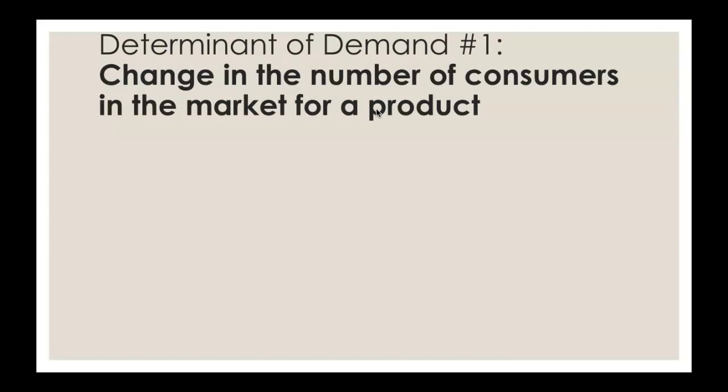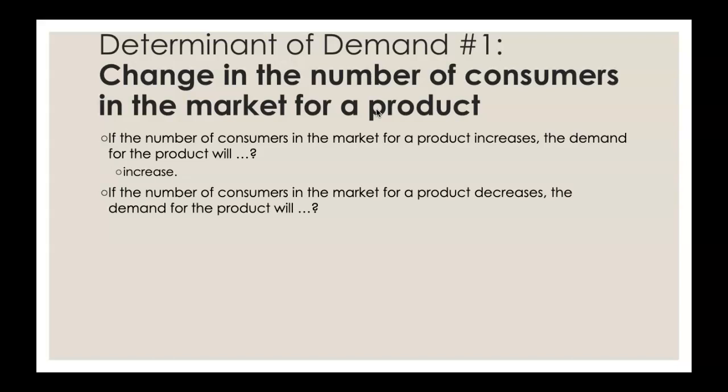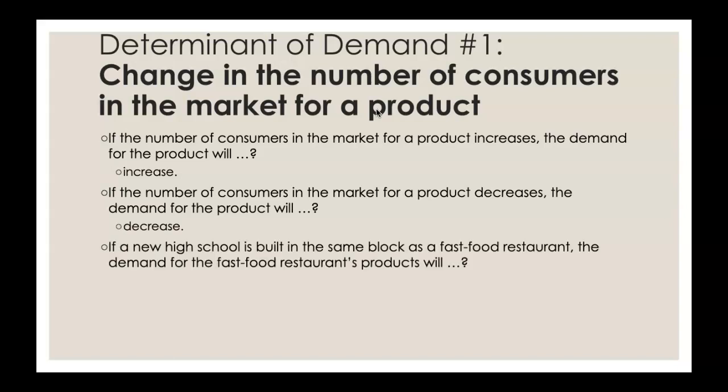So let's try some examples. If the number of consumers in the market for a product increases, the demand for the product will what? If the number of consumers in the market for a product decreases, then the demand for the product will what? For example, if a new high school is built in the same block as a fast food restaurant, now we have an increased population available for that market. The demand for the fast food restaurant's products will what? Increase or decrease? Increase. And so if the demand for that fast food increases, what's going to happen to that curve? As we saw earlier, is that curve going to shift to the right, or is that curve going to shift to the left?